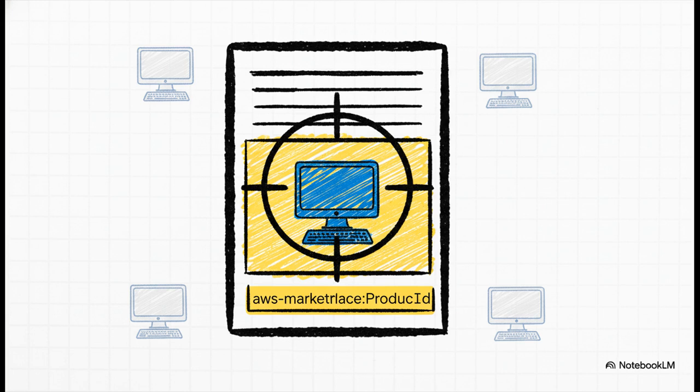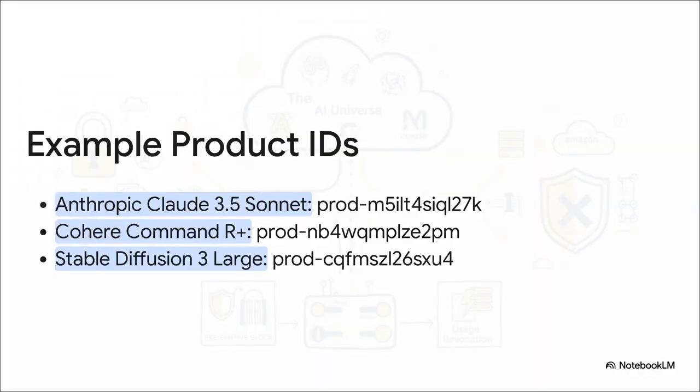It's incredibly precise. And just to make this real, here are a couple of those product IDs you'd see in the wild. Every single marketplace model has one of these unique identifiers. You can find the whole list in the AWS docs, of course, but this gives you a good feel for what you're going to be working with.